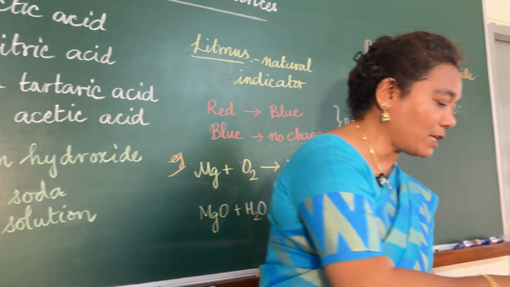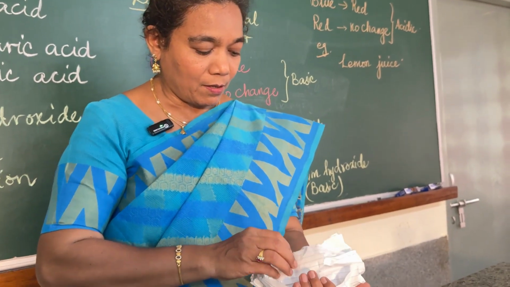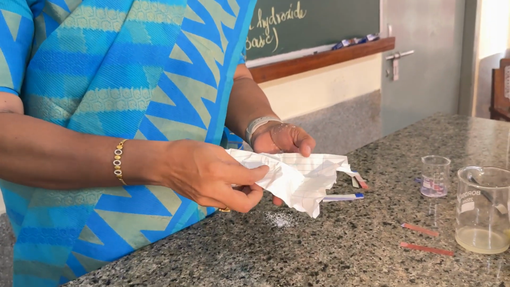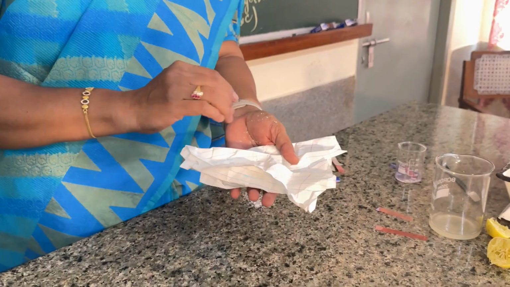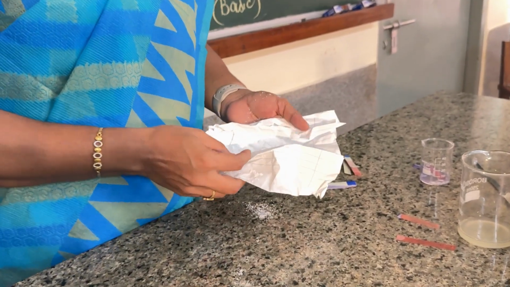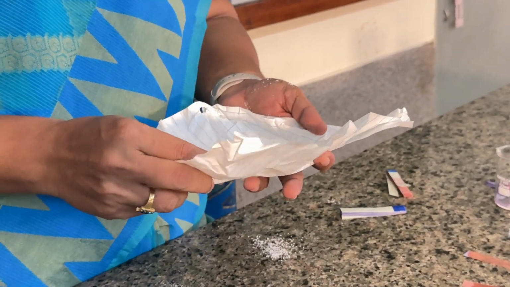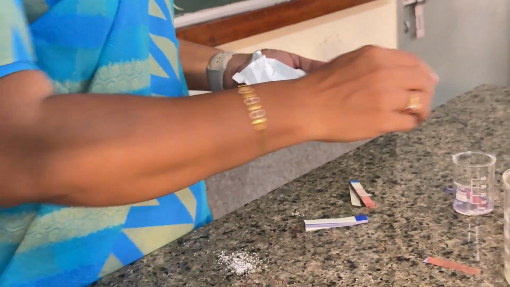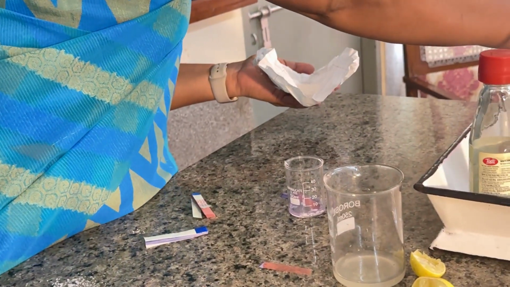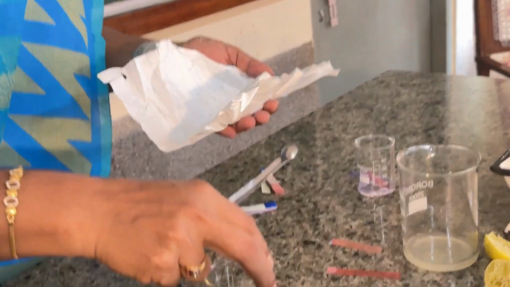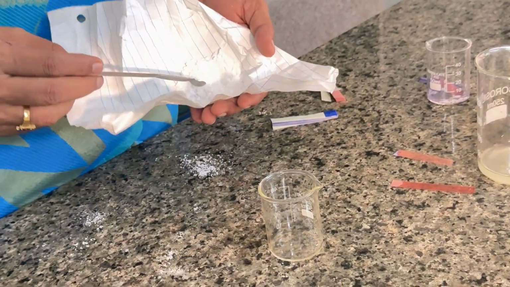Now this is baking soda. We use baking soda in our daily life. If you ask your mummy, it will be in the kitchen. She will use it most of the days, okay? Not every day, she will use it some days. So we can test whether this is acidic or basic.